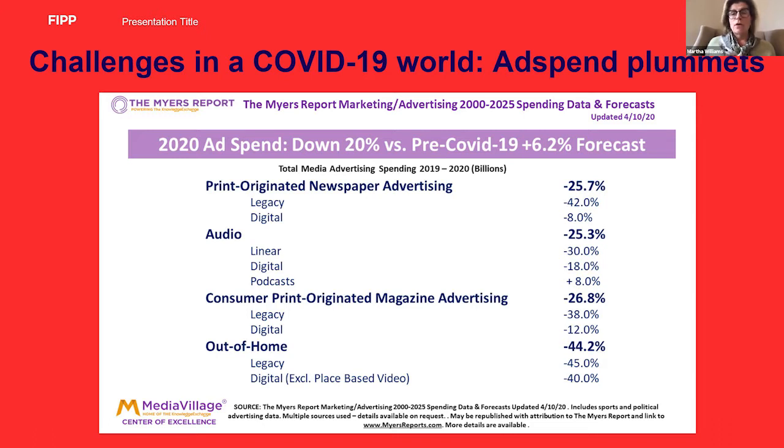And that is because there is a huge plummet of advertising, both in the news media industry and, of course, the magazine media industry. And as you can see from this trusted report, the Myers report, a think tank on advertising in the media industry, you can see that there is in printed newspapers a 42% drop during the beginning of the crisis from the previous year, and in digital an 8% drop, whereas for magazine advertising, that is consumer print originated advertising, for magazines, it's a 38% drop year over year and a 12% drop for digital.